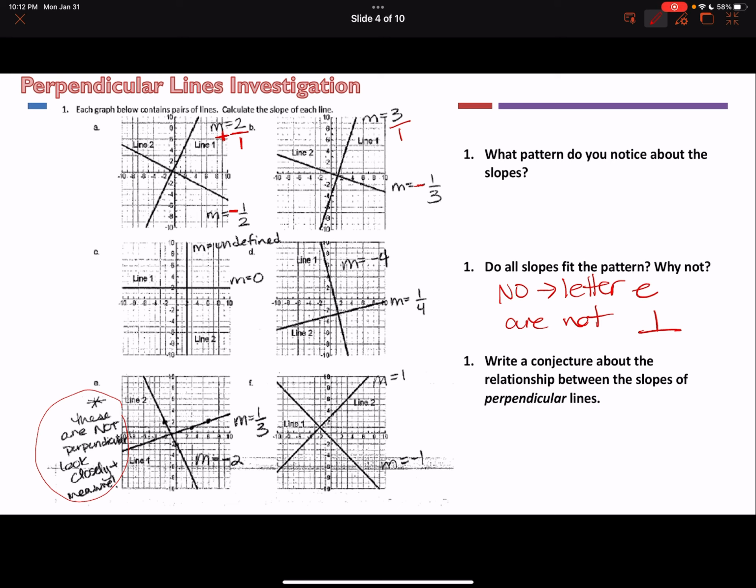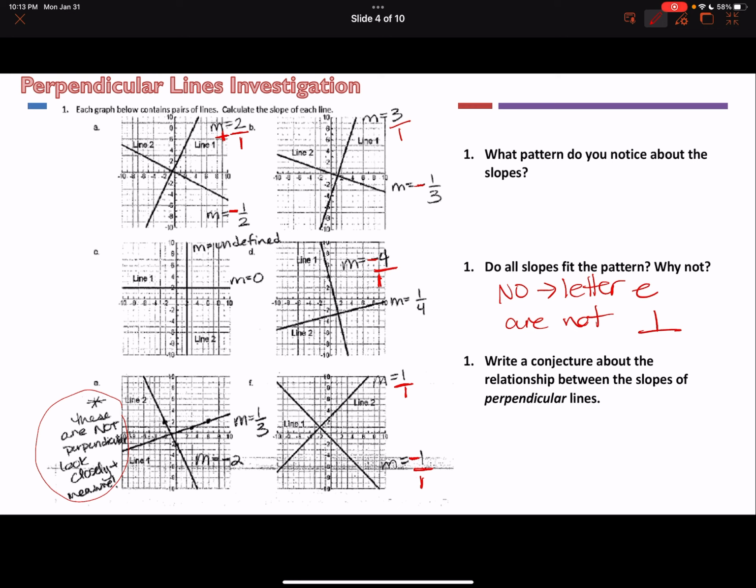I'm going to jump down to D because C is a little bit more tricky. We'll do that one last. But if I look at D, negative 4 over 1, flip it, becomes 1 over 4, and change the sign. Now this one's a positive 1/4. And then line F, 1 over 1, it's positive. Flip it, it's actually still 1 over 1, but we change the sign, and that's a negative. I know it's kind of hard to see.